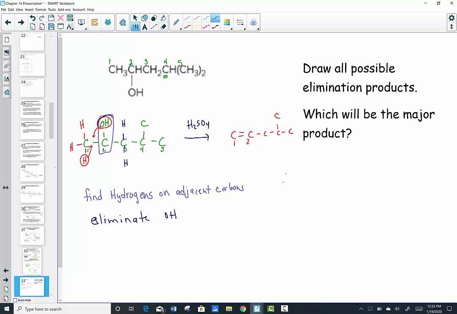If we had taken OH and H and eliminated the adjacent hydrogen from carbon 3, then we would end up with a double bond between carbon 2 and 3. 1, 2, 3, 4, 5. So carbon 2 and 3 now contain the double bond. Keep in mind, we're splitting out water, so always the second product written out there is plus H2O.